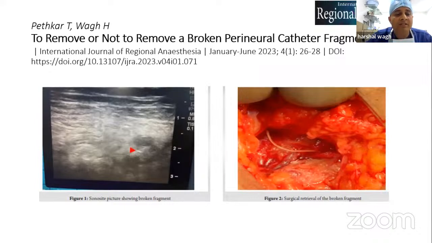This is published in the Journal of Regional Anesthesia, where we had two episodes. One was while putting a femoral nerve catheter following, I think it was a knee replacement. While adjusting, the catheter broke. Fortunately, we could see it below the femoral artery, which is depicted on the left side of your screen. Because it was superficial, we could see it.